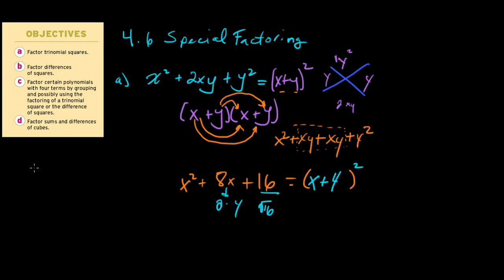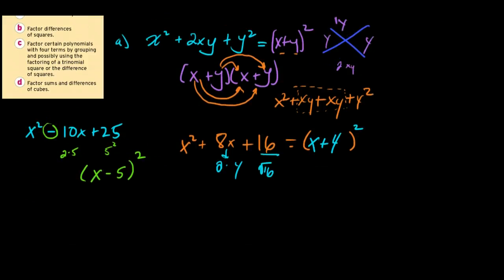Let's try another one. Let's say I had x squared minus 10x plus 25. Well, I noticed that this is 5 squared, and this is 2 times 5. So basically, all I have is x and 5. Now this is a minus here, so it's going to have to be a negative 5. So it's x minus 5 quantity squared. It's really that simple. That's factoring a perfect square trinomial.